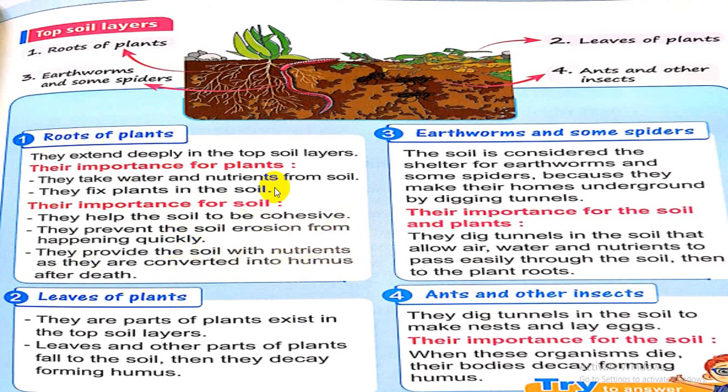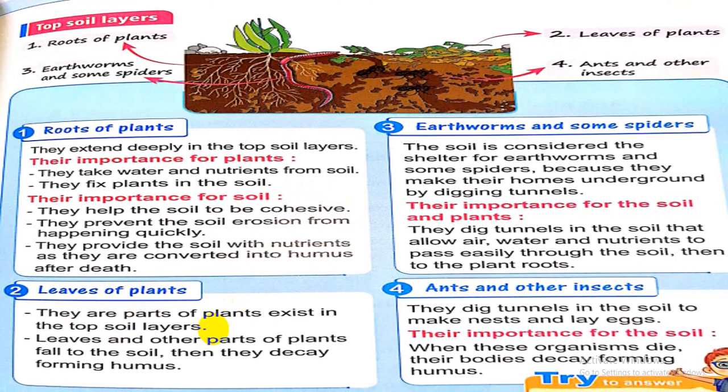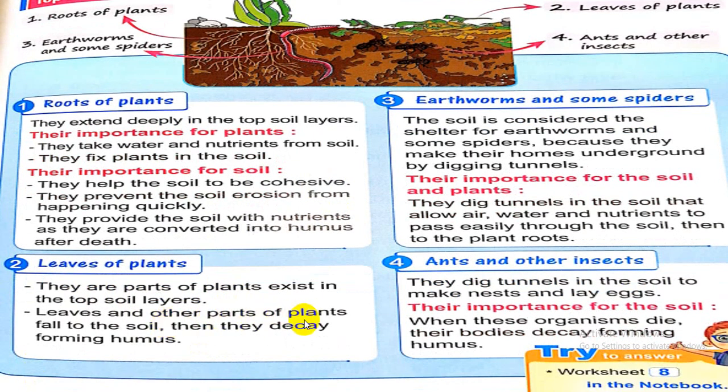Okay. Number two, leaves of plants. The second component, leaves of plants. They are parts of plants that exist in the top soil layer. The leaves and the other parts of plants, after the plant dies, will fall down to the soil, then they decay, forming humus.